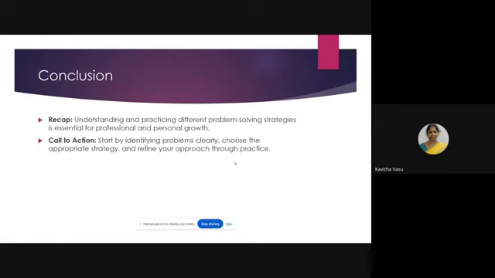I'm concluding this problem solving strategies topic: understanding and practicing different problem solving strategies is essential for professional and personal growth. It summarizes the key points discussed in the presentation here. This conclusion for the first topic reiterates the importance of understanding and practicing different problem solving strategies for both professional and personal growth.